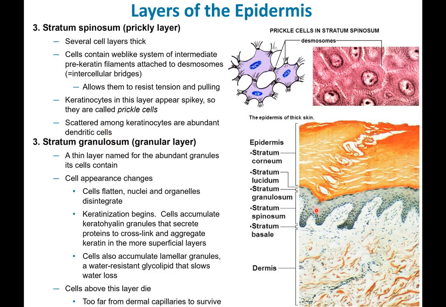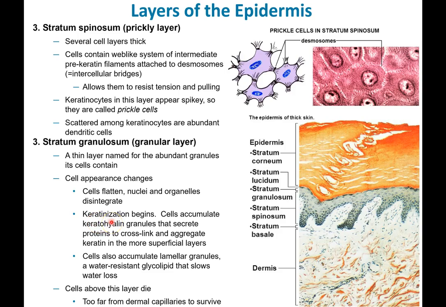Now, immediately above the stratum spinosum is the stratum granulosum, a thin layer of living keratinocytes named after their grainy or granular appearance due to the abundance of dark staining granules present. Now, the process of keratinization officially begins in the stratum granulosum. This is where keratinocytes produce keratin.